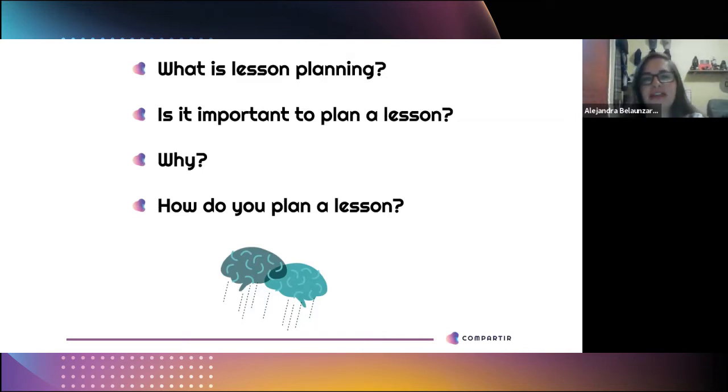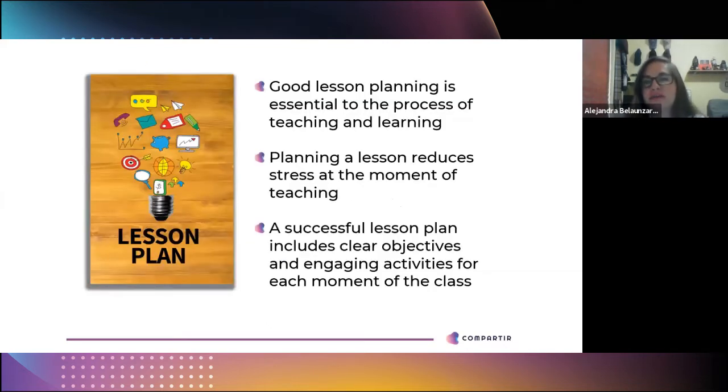However, the important thing is that I have the ability to change it according to my students, because I know that I am talking to people. If it is not working, or whatever happens, I need to have the ability to change. A good lesson planning is essential to the process of teaching and learning because it reduces my stress at the moment of teaching. I have a plan, I know what I am going to do, but I know that I can change it at that moment.